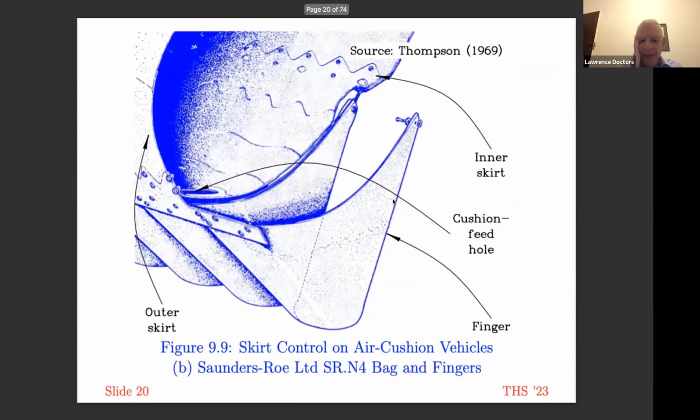This is a diagram showing what the SRN4 skirts look like. We've got the upper bag, which consists of a loop, the lower fingers, and of course feed holes to feed the cushion air. And here you see the joints, which are well away from the bottom where the skirt would experience the greatest drag.